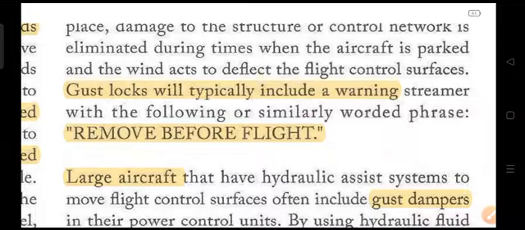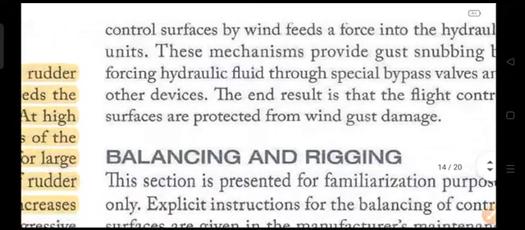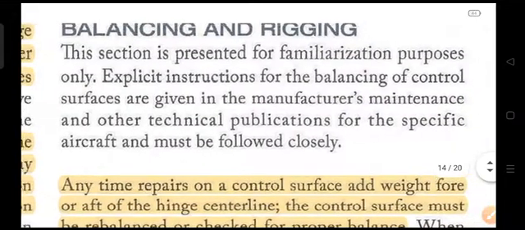Gust locks will typically include a warning, like remove before flight tags. We know generally that those need to be removed, otherwise you cannot move the flight controls. So whenever you are putting gust lock, remember that the remove before flight tag should be there. If you release the aircraft with the gust locks or gust dampers, the control surface will not be operative in flight. That will cause a huge impact to safety. Fine. Now we go straight to balance and rigging.